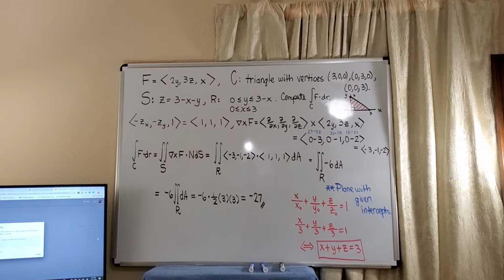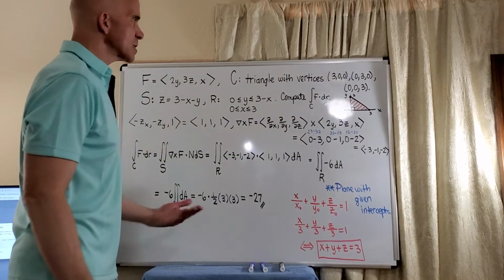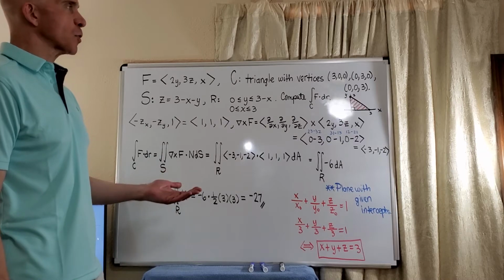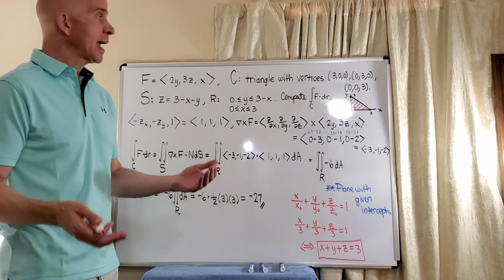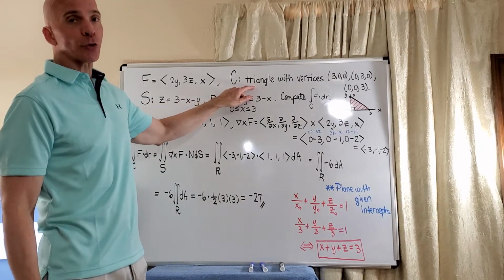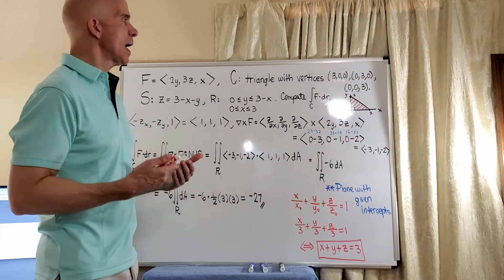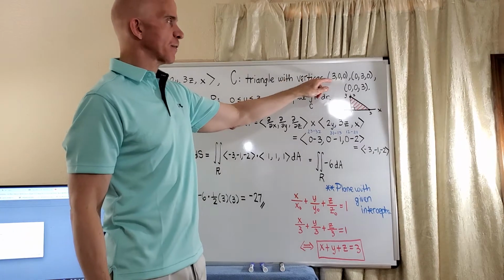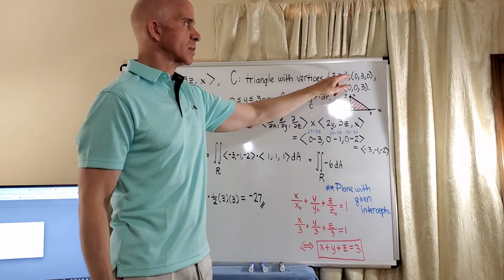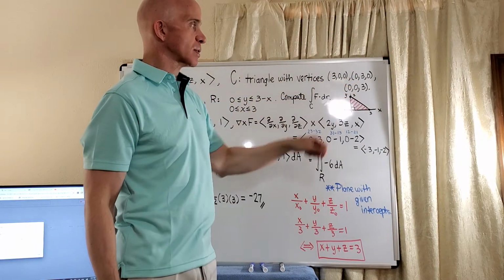Let's look at an application of Stokes' theorem. In this particular case, we have a surface which is a plane and has the following triangular boundary. So this problem's given in a little bit different way, but the triangle has the following vertices: (3, 0, 0), (0, 3, 0), and (0, 0, 3).